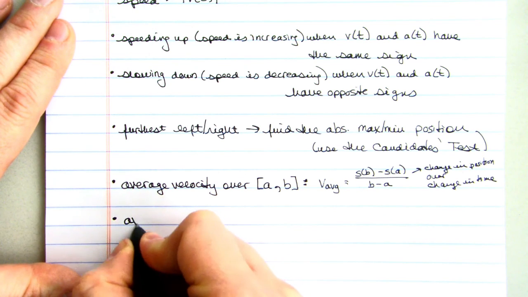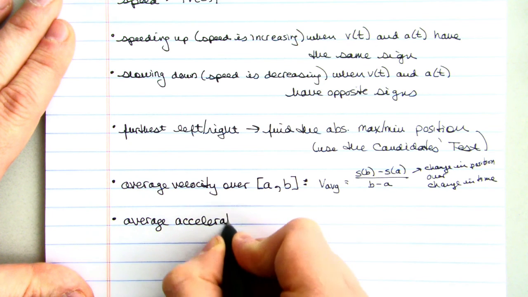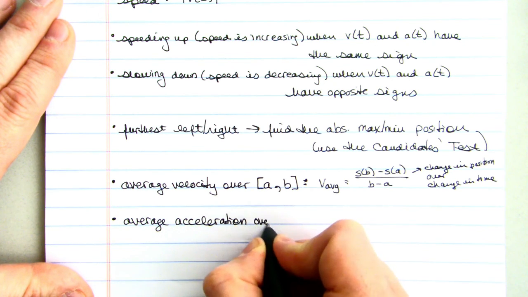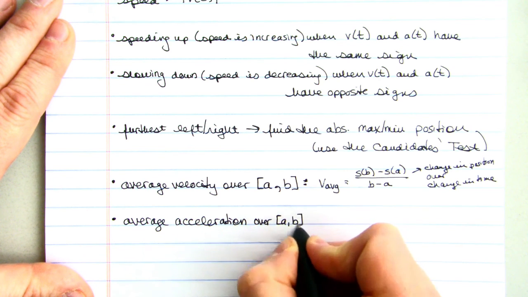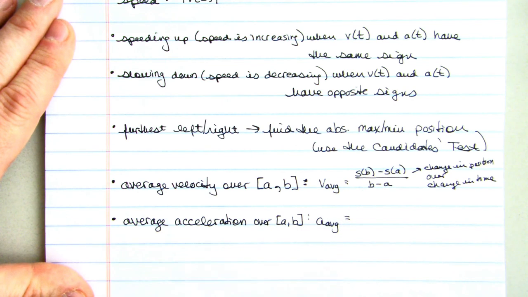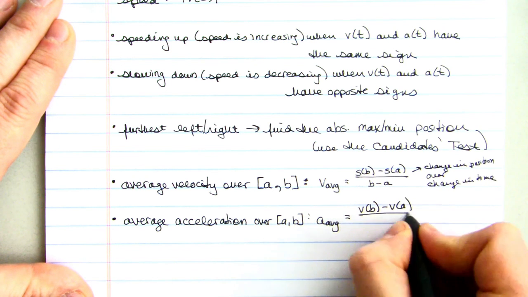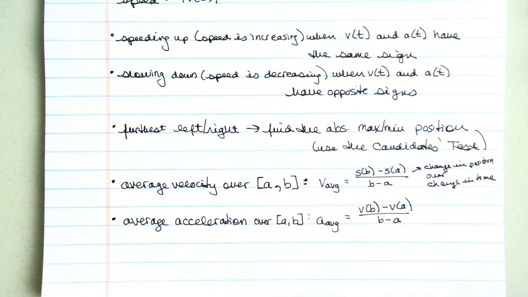We might also be asked for the average acceleration over a closed interval. And that's going to work in a similar way. Average acceleration is our change in velocity over our change in time. I'm going to make the video pause for a moment. So hopefully all that stuff is copied down. And we are, in the next video, going to take a look at a couple of examples of this.